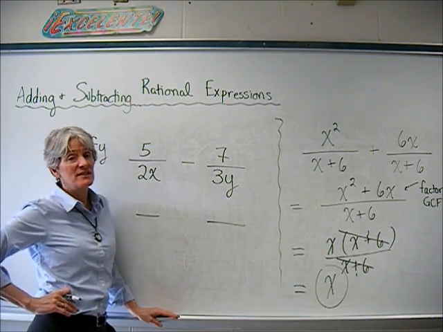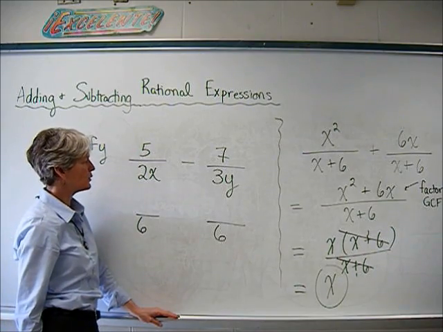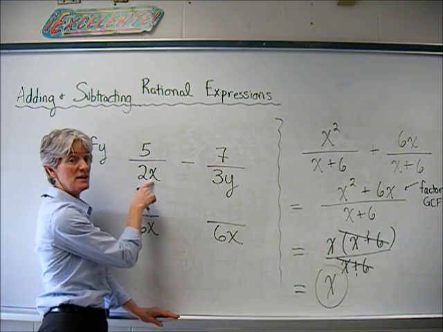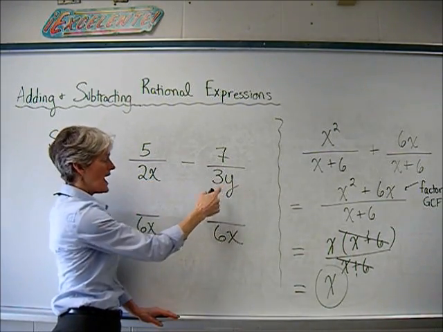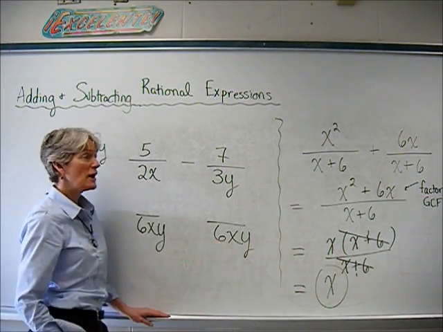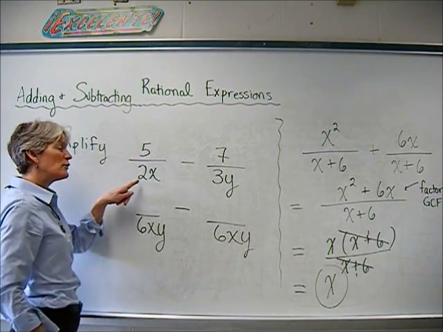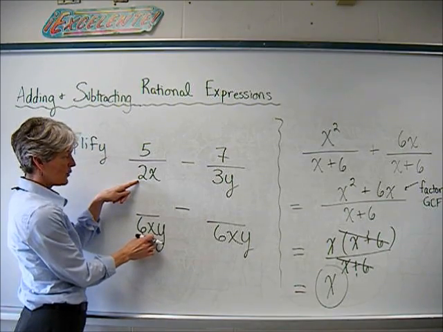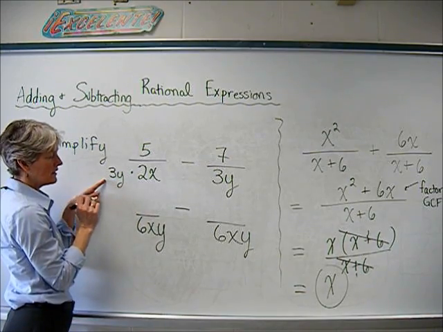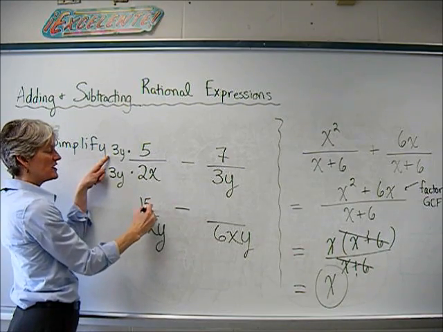2 and 3, I'm thinking 6. How about you? I think 6 will work. Now, I need an x in my denominator, because there's an x here. I need a y in my denominator, because there's a y there. So I think 6xy will make a very nice common denominator. So now I look and see, well, how do I turn a 2x into a 6xy? Well, I have to multiply that by a 3 and by a y. Whatever you do to the bottom, you do to the top. 3y times 5 is 15y.